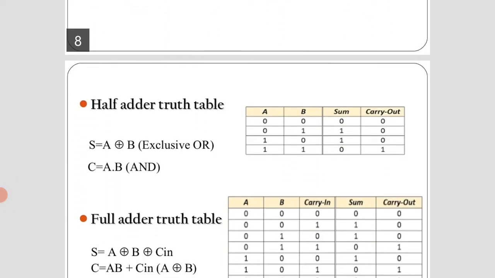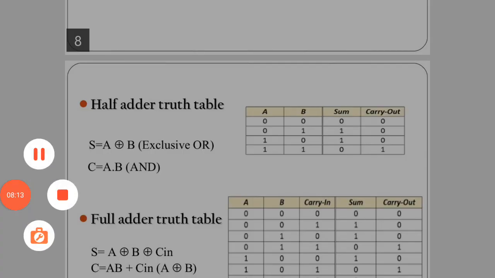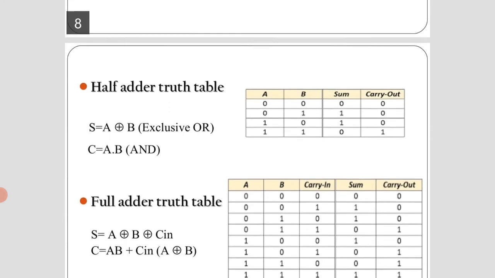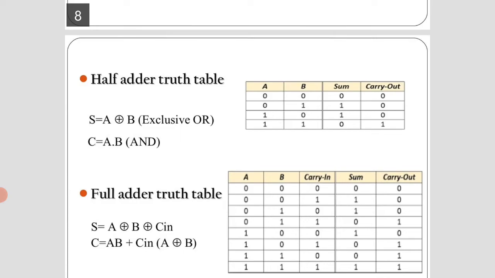In the half adder truth table, sum is equal to A XOR B, exclusive OR, and C is equal to A times B, the AND gate. For the half adder we see the sum and carry outputs. For inputs A and B of 0 0, sum is 0, carry is 0. For 0 1, sum is 1, carry is 0. For 1 0, sum is 1, carry is 0. And for 1 1, sum is 0 and carry is 1. This is the half adder truth table.